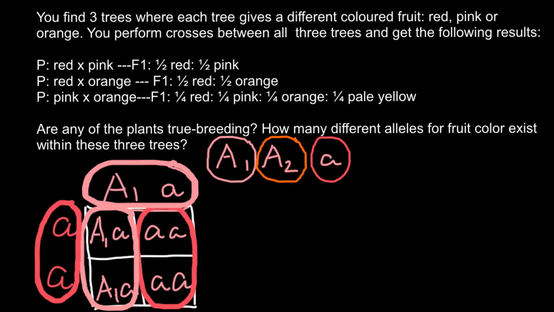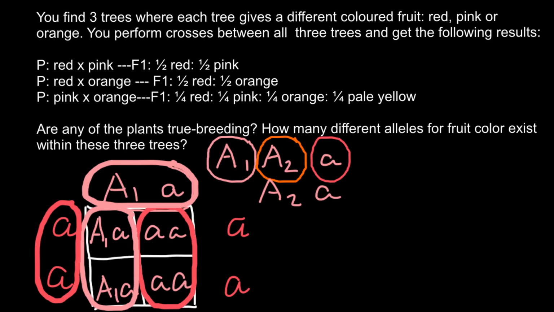So we know that the genotype of the red plant would be, once again, small a, small a. If the orange plant, which has allele A2, were homozygous, so had A2 A2, then 100% of the progeny would be A2 a, so 100% of the progeny would have orange color. So we have to assume that orange is heterozygous. So the genotype of the orange would be A2 a.